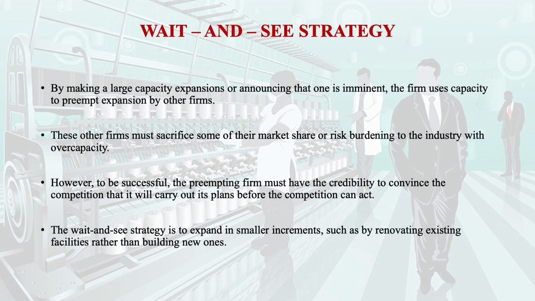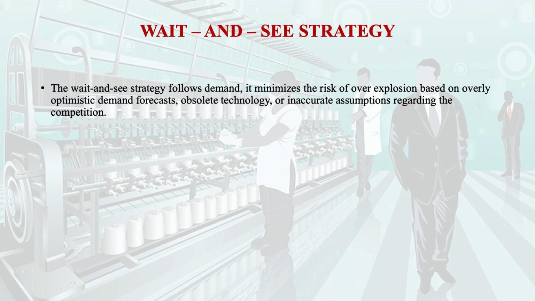Under the wait and see strategy, one has to go for small incremental expansion, such as first renovating the existing facility rather than building a new one. This strategy follows the demand. Therefore, it minimizes the risk of over-expansion based on an optimistic demand forecast, obsolete technology, or inaccurate assumptions regarding the competition.